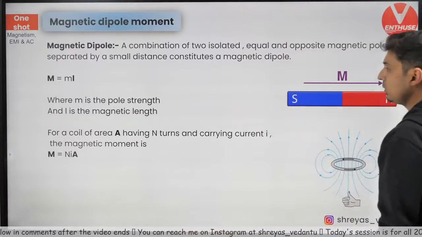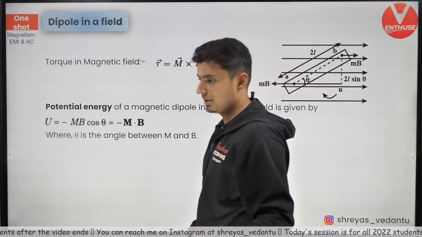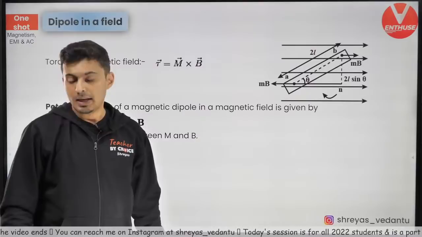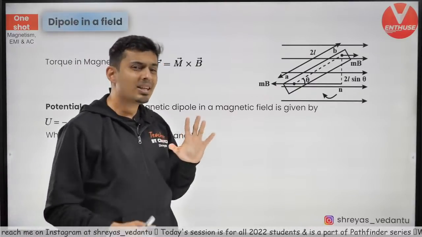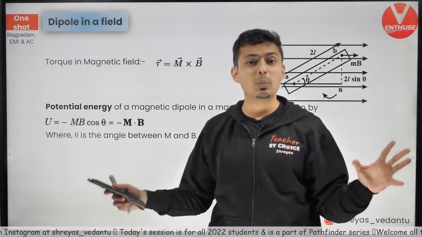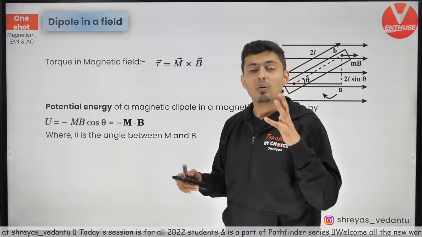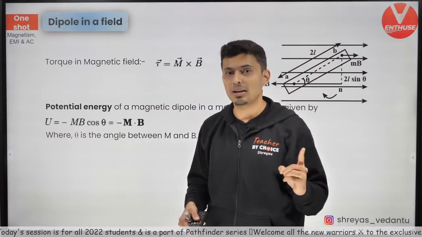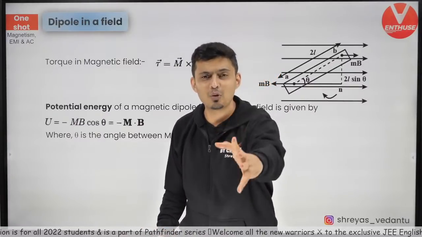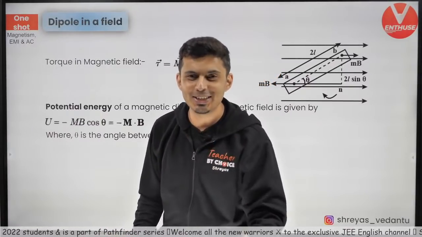Okay, and it's a vector quantity. Got it? Fair enough. Now going ahead to dipole in a field. Just like electric dipoles, when you place it in an electric field, what does it experience? Torque. And what does the torque create? Potential energy. If you were there in my yesterday's session, you already know it.